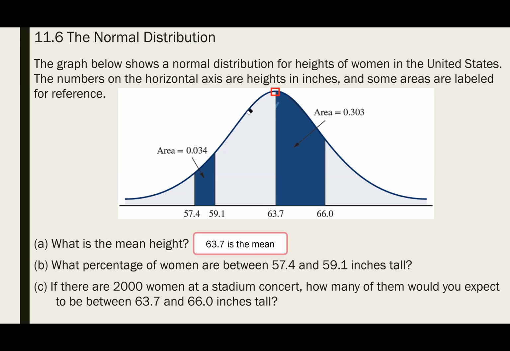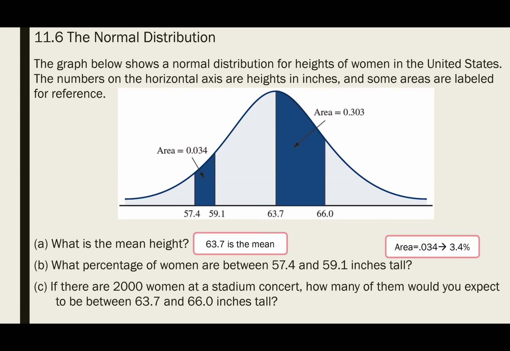If they ask you for the area, it would be 0.034. If they ask you for probability, it would be 0.034. Again, if they ask you for percentage, we just need to convert the decimal to a percent, and to make the decimal a percentage, you move the decimal 2 places to the right. So in this case, you have 3.4%.